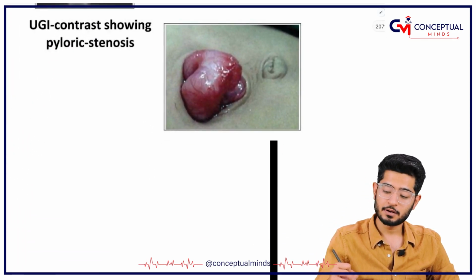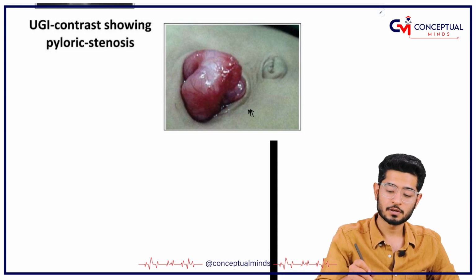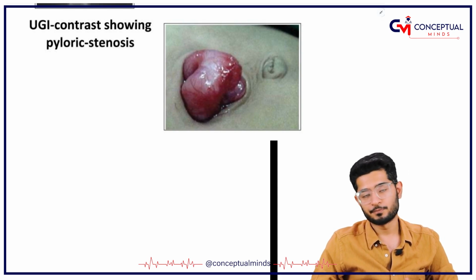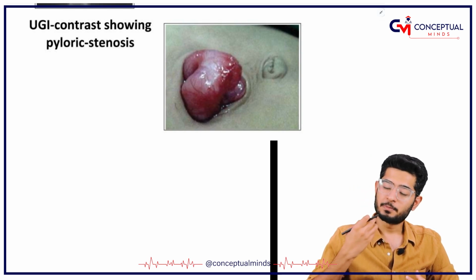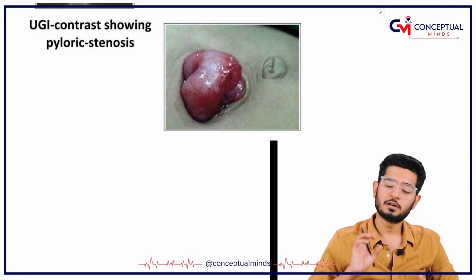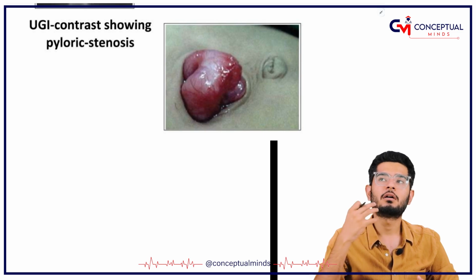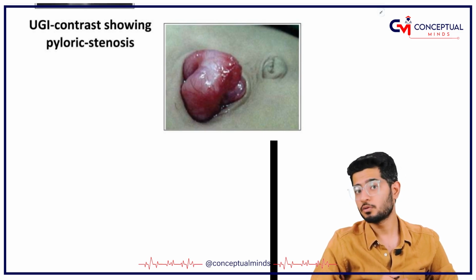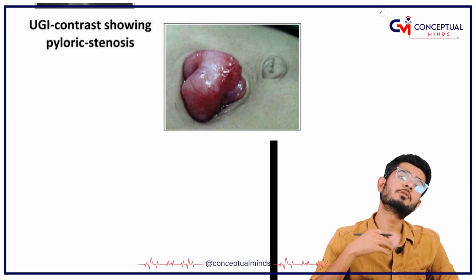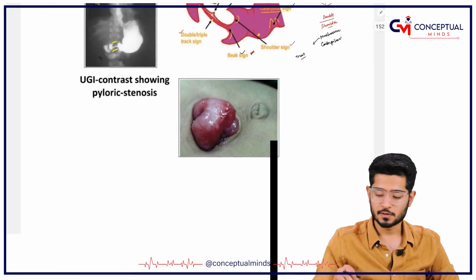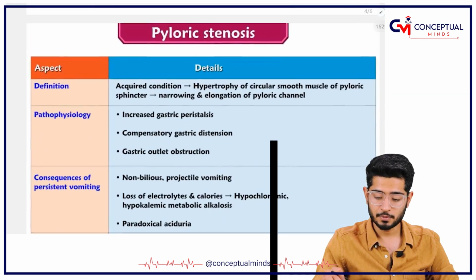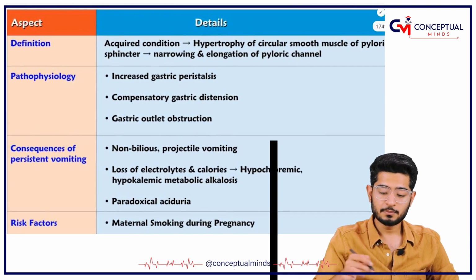And this is the pyloric stenosis induced, and because of pyloric stenosis the pressure increases so much that part of the stomach is going to come out, or the part of the stomach was out, that is why there was stenosis. Both of these things are actually possible. So let's understand about the pyloric stenosis.